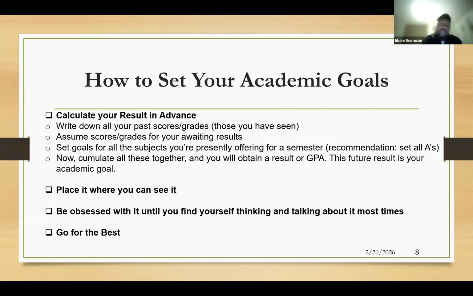And this last point I always say is go for the best. I think I've mentioned it. In setting your academic goals, it's not a time to be modest. It's a time to challenge yourself. If you think your natural ability, or what you can comfortably score in this course, is a B, then that's not a goal. Your goal must challenge your natural ability. Your goal must challenge your comfort.